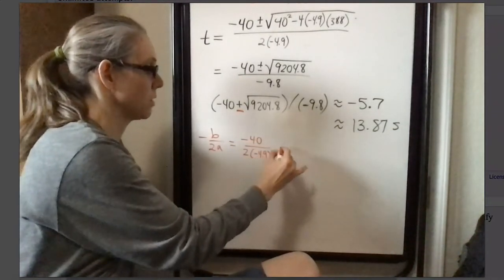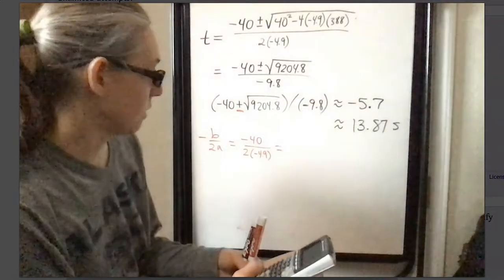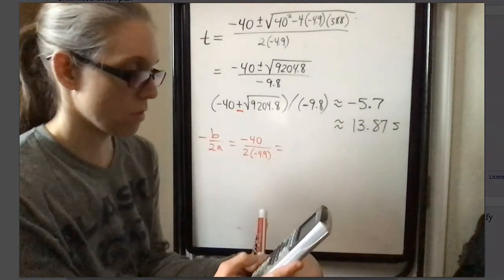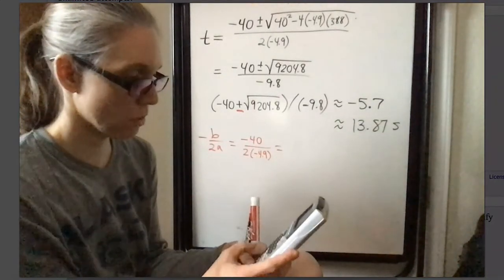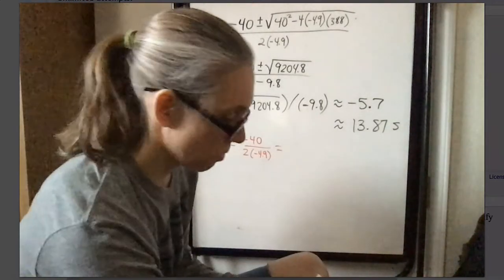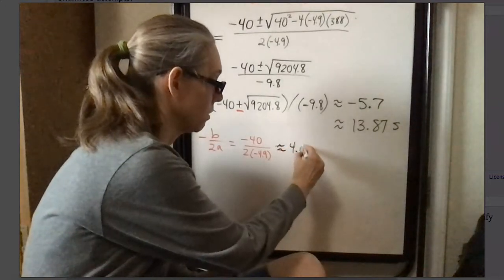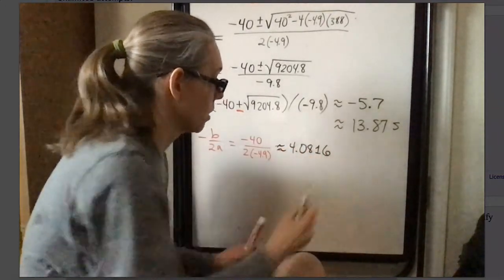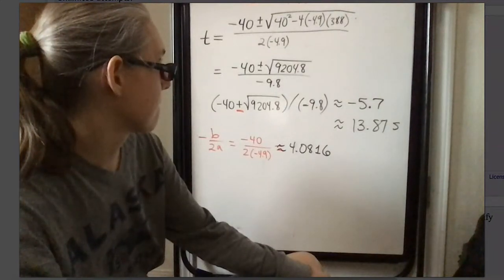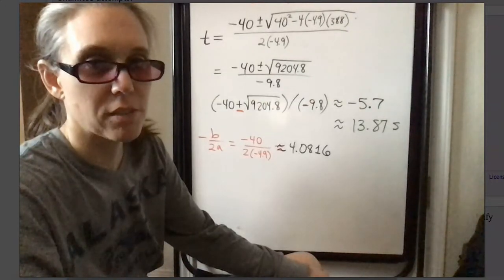So we have negative 40 over 2 times negative 4.9. Now what this will do is it will tell us the time that the rocket peaks, because this is the x-coordinate, or in this case the t-coordinate, of the vertex. So negative 40 divided by negative 9.8 is about 4.0816 seconds. Okay. I was pausing to see if that even makes sense intuitively.